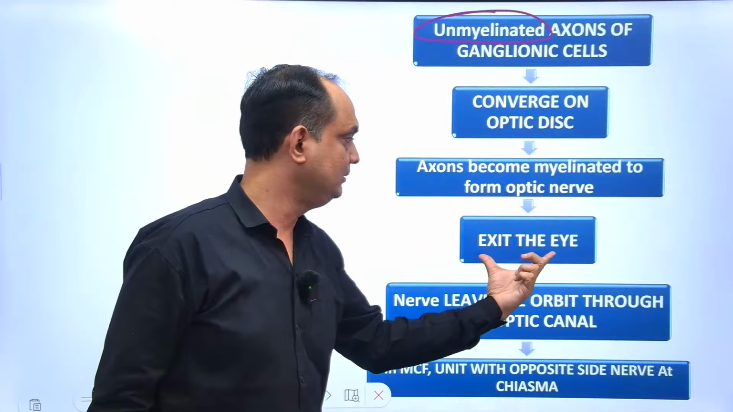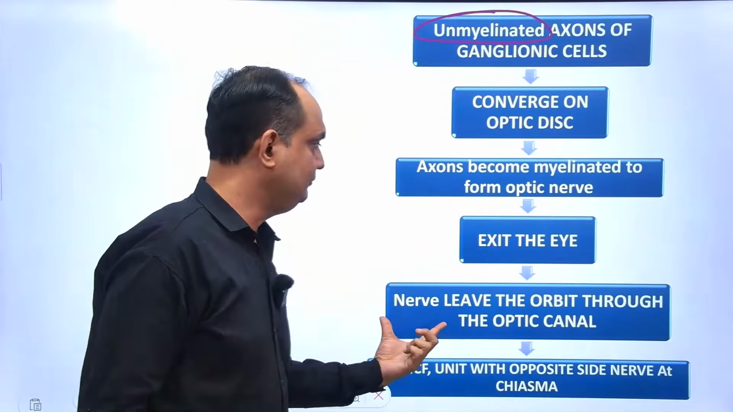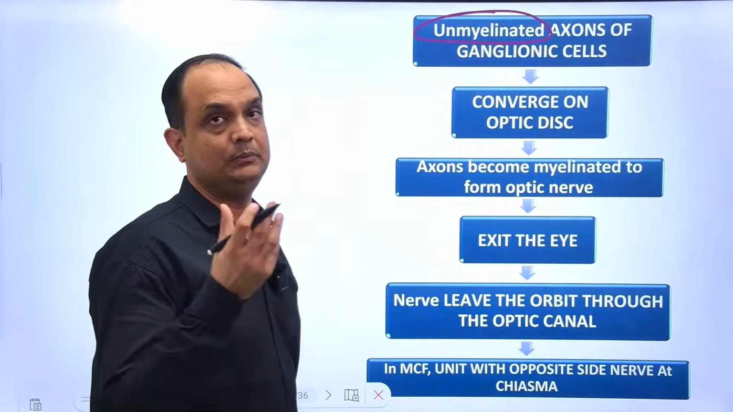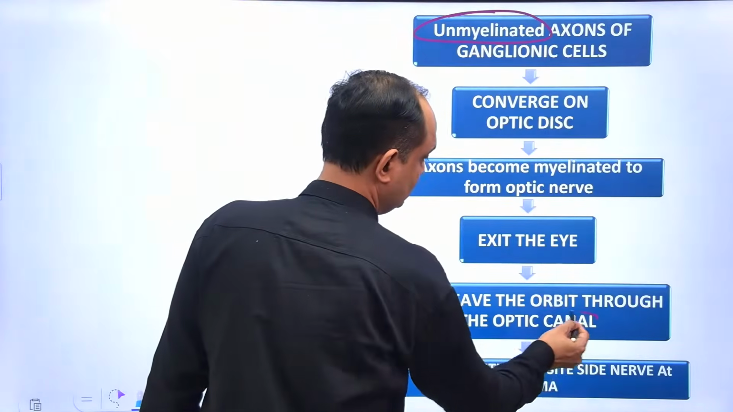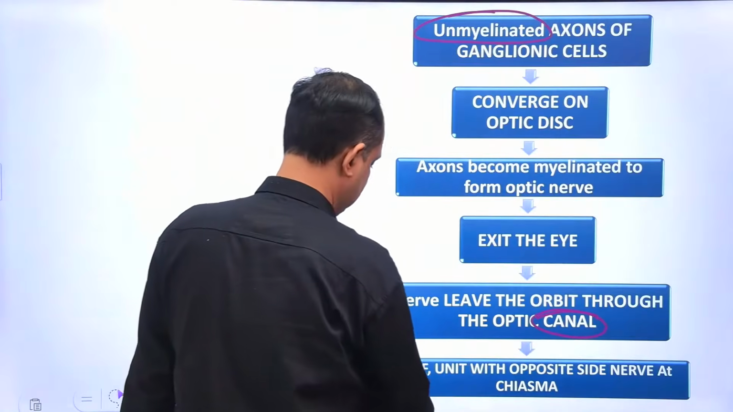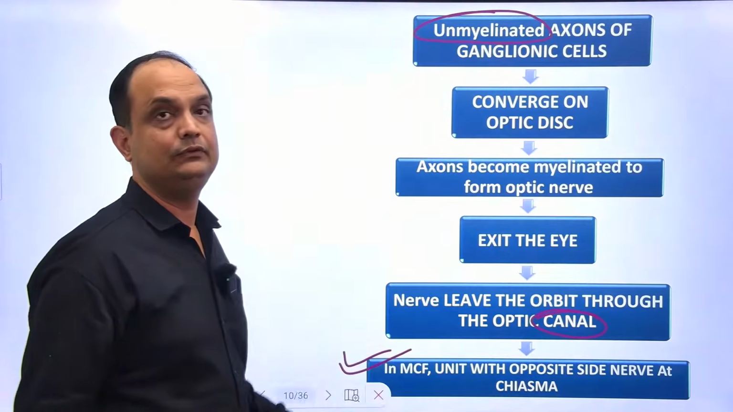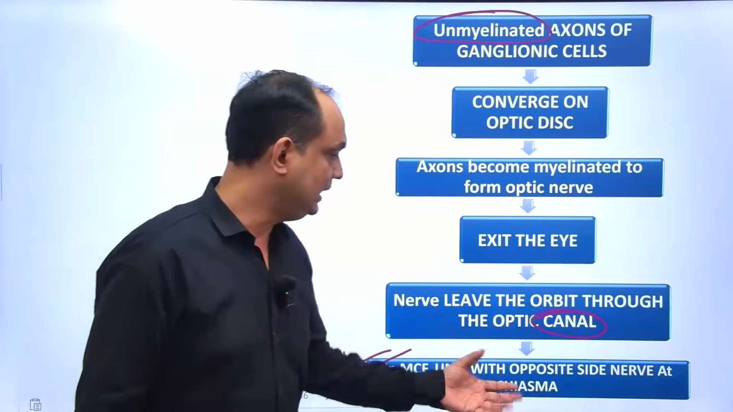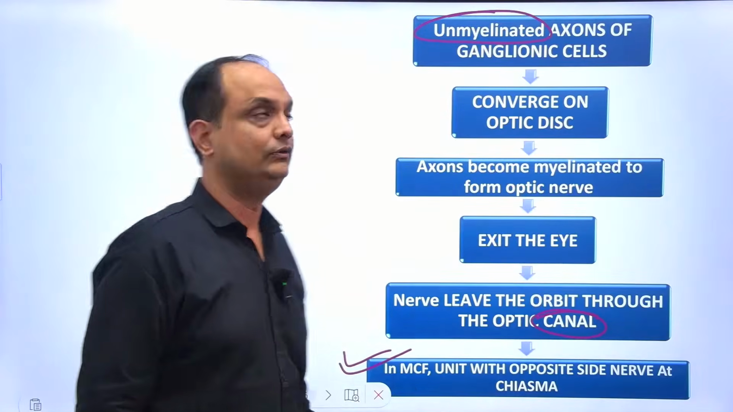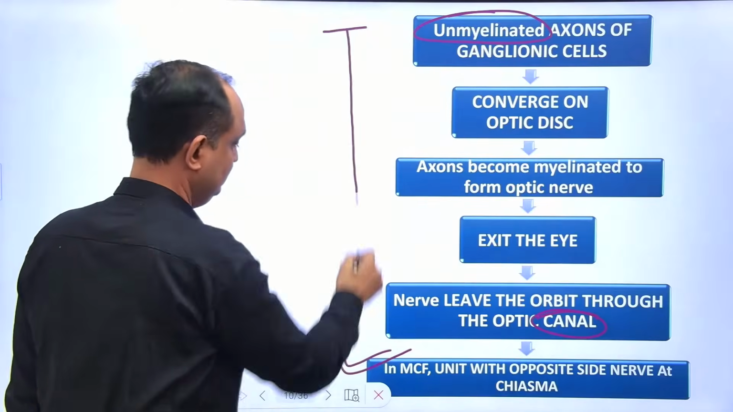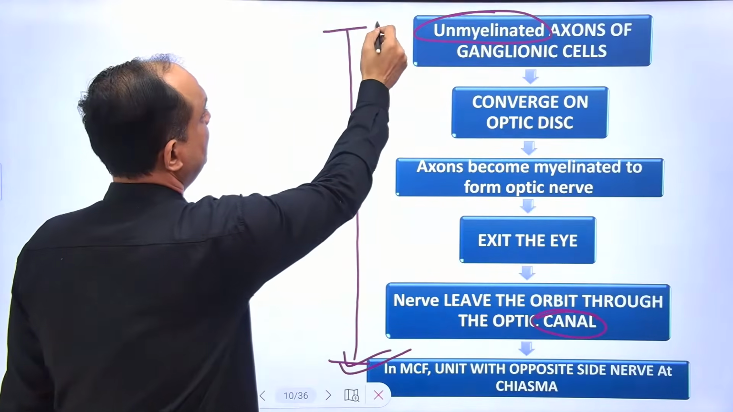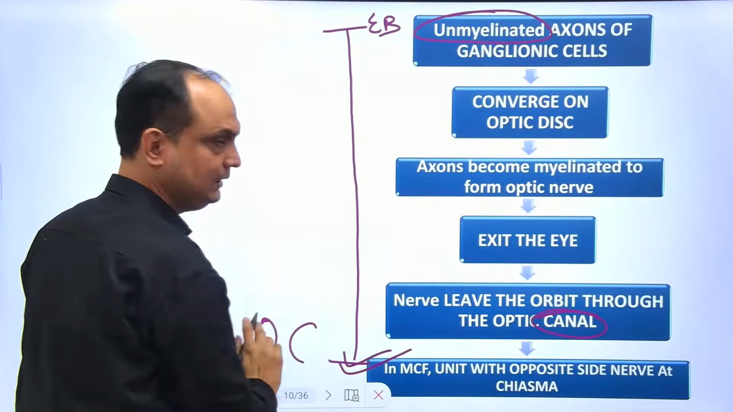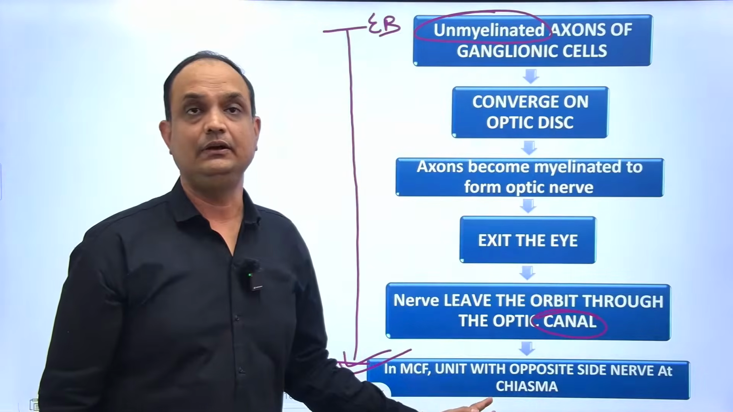The optic nerve then exits the eyeball, and once it comes out on the posterior side of the eyeball, it will run into the bony orbit, then pass through the optic canal, and finally enter into the middle cranial fossa where it joins the opposite side optic nerve to form the optic chiasma. So the optic nerve starts from the eyeball and ends at the optic chiasma. Clear? So that is the optic nerve.